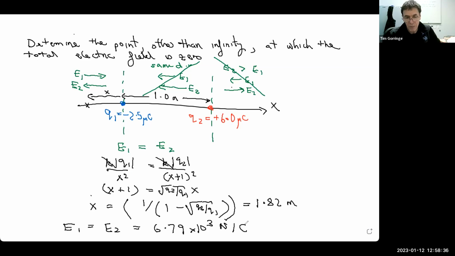Anyway, that's an example illustration of working with the electrical field of point charges, of superimposing electrical fields of point charges, and using those two concepts to solve this particular problem of where the electrical field vanishes due to these opposite sign, different size charges.